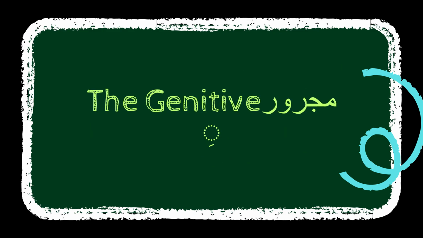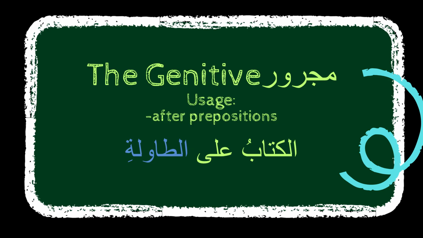Now we will talk about the third case, which is the genitive, or in Arabic majroor. Majroor is when you have a kasra underneath any word. So majroor means that this word has a kasra. The first usage of the genitive or majroor is going to be after the prepositions, which means that the word after any preposition is going to have a kasra.